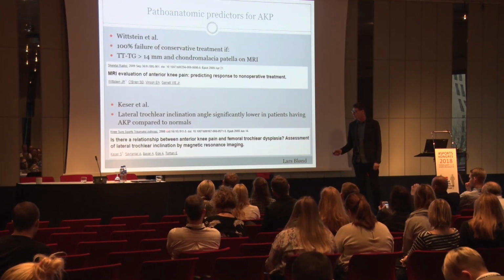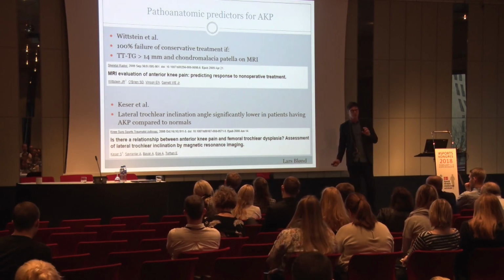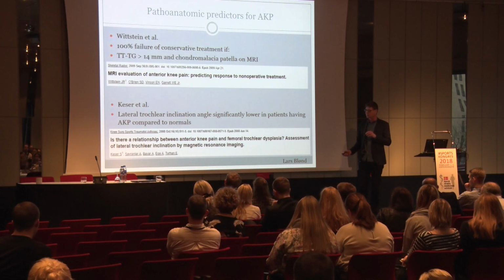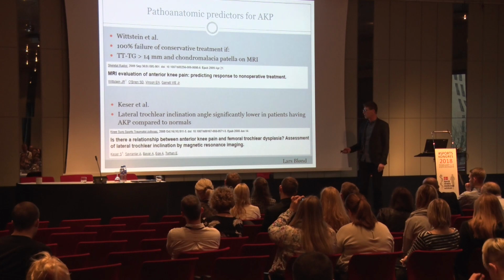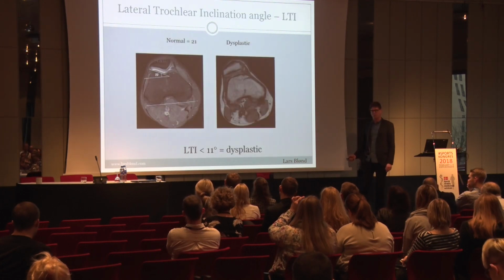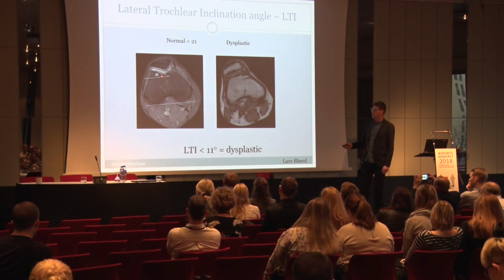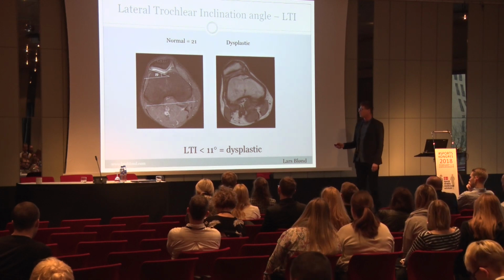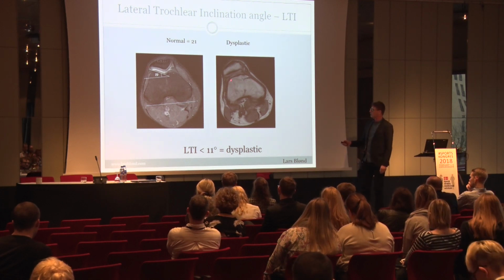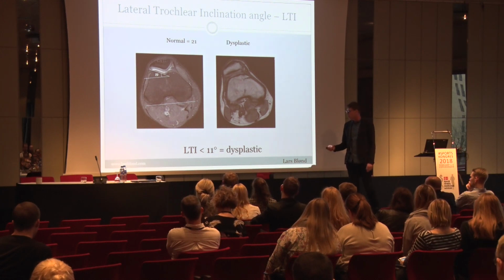The other study here, they compared a group of normal individuals to patients having anterior knee pain, and they found that the lateral trochlear inclination angle was significantly lower in those having anterior knee pain. And the lateral trochlear inclination angle is the angle of the trochlea, the one which should stabilize the patella. If the lateral trochlear inclination angle is below 11 degrees, we call it dysplasia. Normally, this is 21 degrees.